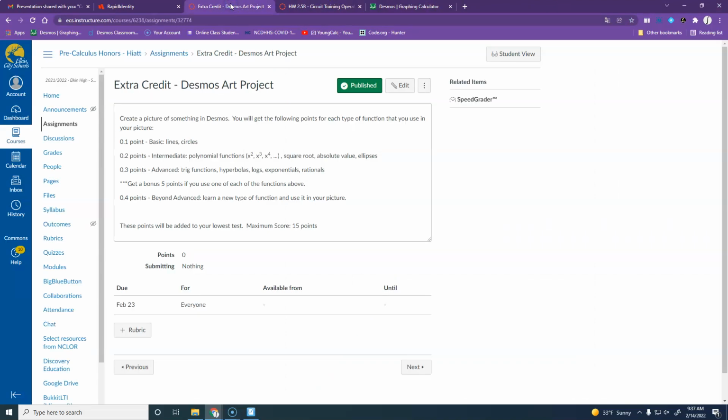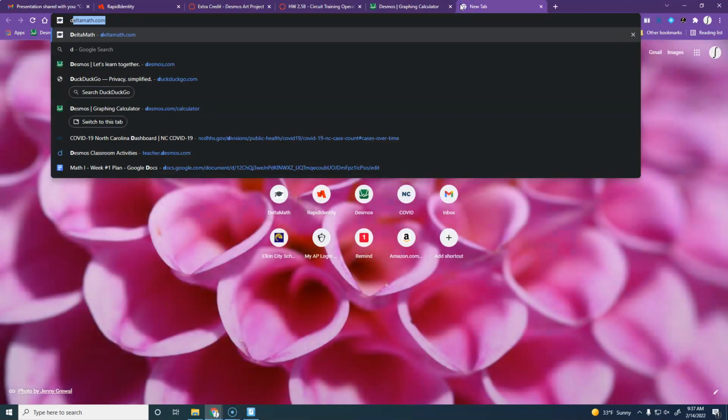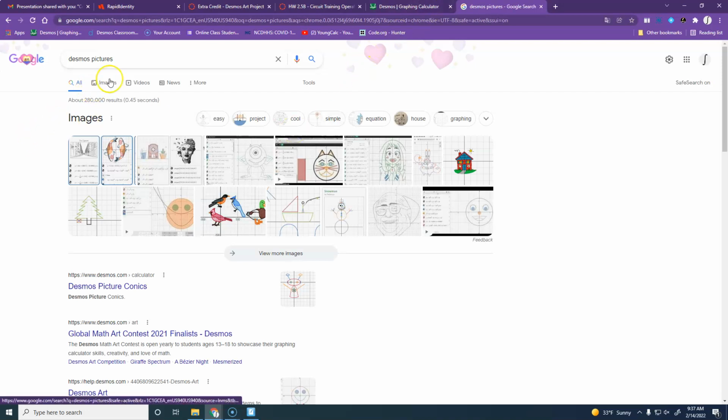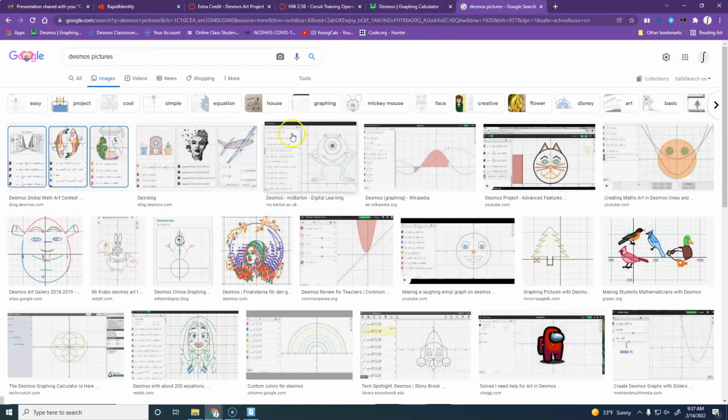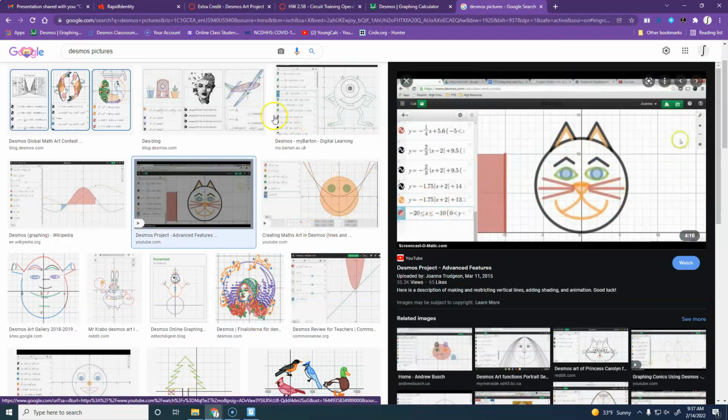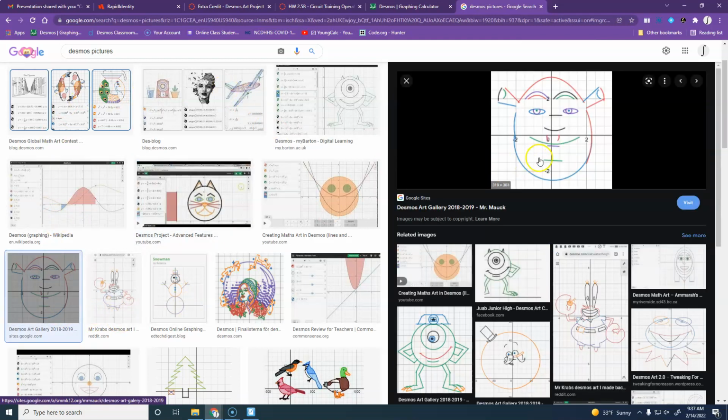The picture can be of anything that you want. It could be words. It can be anything. There are a lot of these. Desmos actually has a competition with this where people create stuff like this in Desmos. Here's a cat. We should be able to do that pretty easily. Look at Shrek. That is so good.